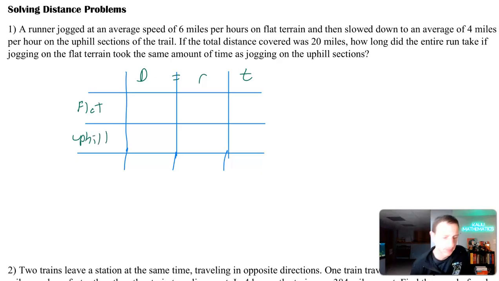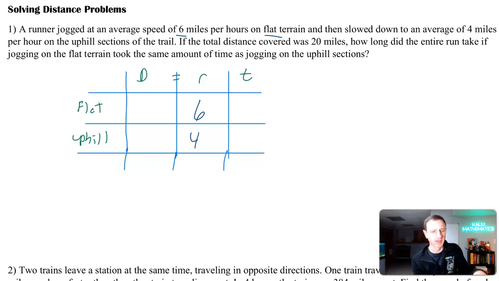From here, we can fill in the gaps. We know that on the flat section, we ran 6 miles per hour. So the flat rate is 6 miles per hour. 4 miles per hour on the uphill section, so the rate for the uphill section would be 4. Total distance covered was 20 miles. How long did the entire run take if jogging on the flat terrain took the same amount of time as jogging on the uphill sections? So, time.